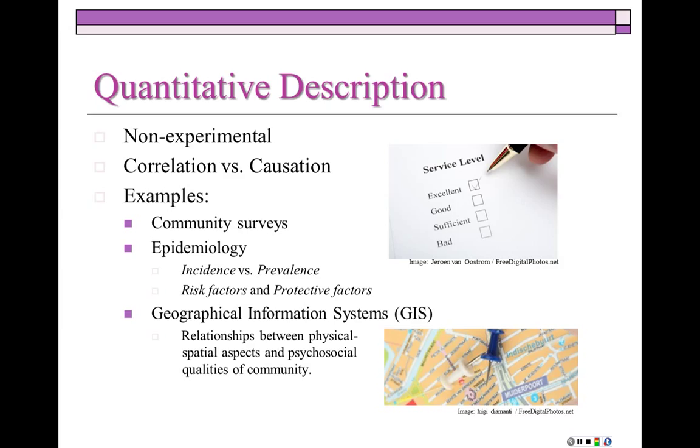They'll use something like geographic information systems, which is understanding how the geographic layout and various physical and spatial aspects influence individuals and individual behavior, individual well-being. These are non-experimental, meaning people aren't sort of put into random groups versus a control group, right? So you're understanding the entire population of a particular context.